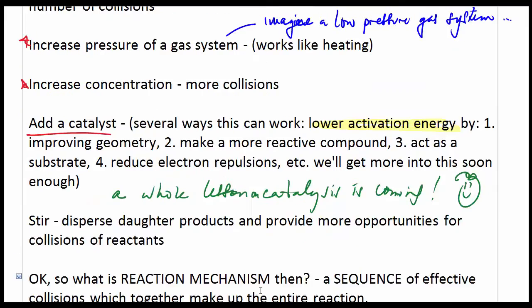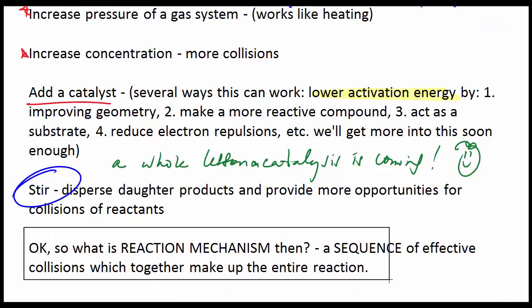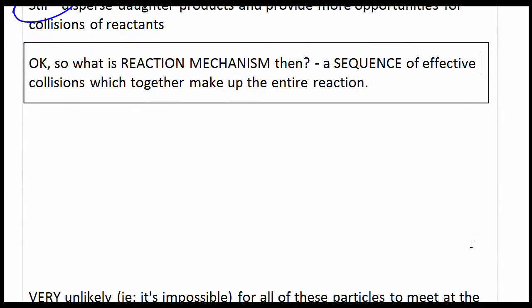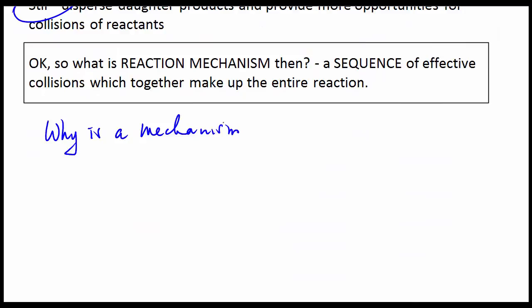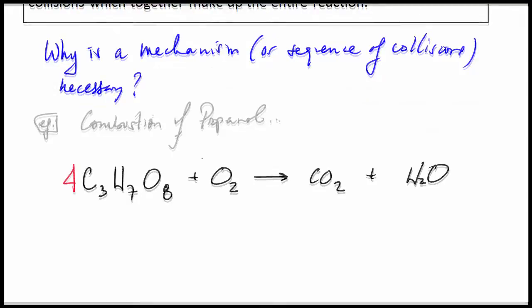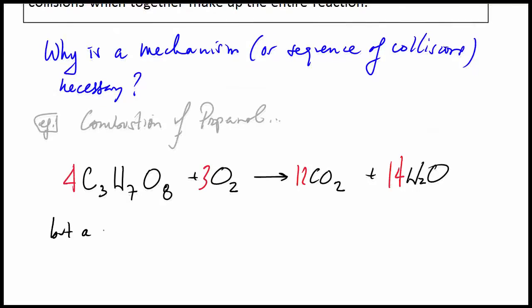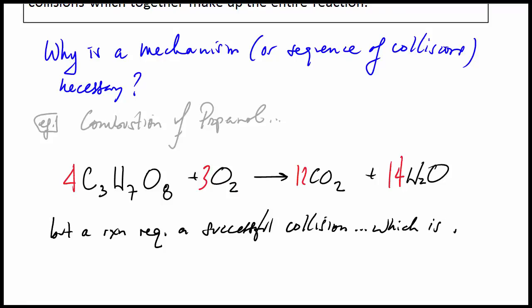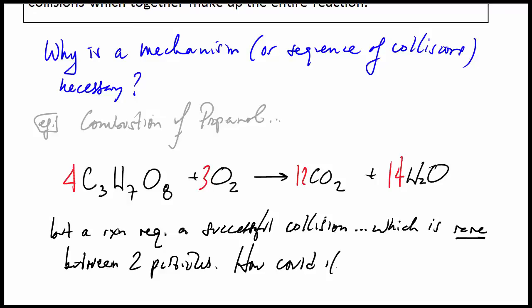Another thing you can do is stir or mix. This helps to disperse the daughter products and provide more opportunities for collisions. So what about reaction mechanism then? What is that? It's a sequence of effective collisions which together make up the whole reaction. Why do we need a mechanism? Let's look at propanol. If you look at the combustion of propanol and balance the reaction, think, wait a second. Our reaction requires a successful collision, which is rare, between even just 2 particles. How could that possibly happen between the 7 particles that are shown here?